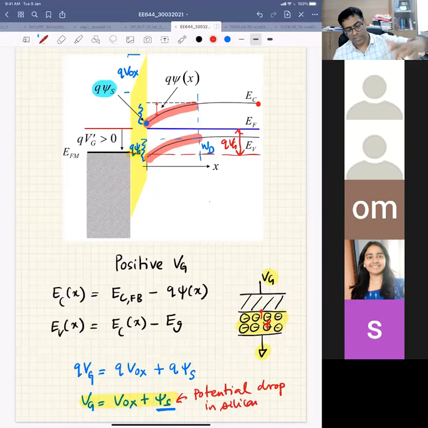As you go on increasing your gate voltage, you could think of it as pulling down, and everything will be pulled down. Because if you increase your gate voltage, your electric field will increase. If your electric field increases, the voltage drop across your oxide will increase, and the voltage drop across the silicon will also increase. Okay, so any questions here?